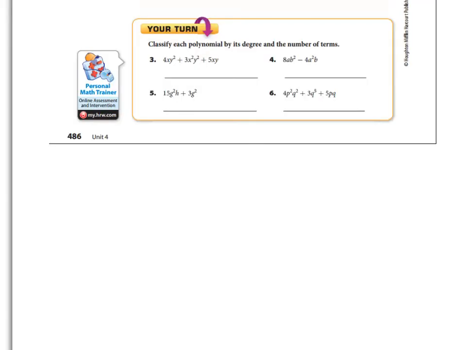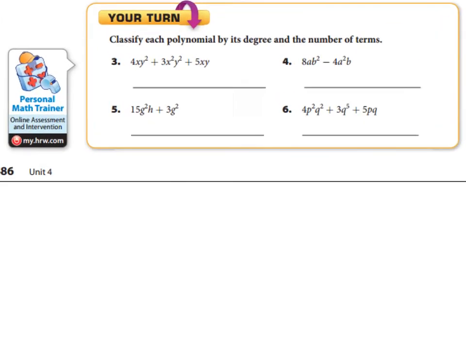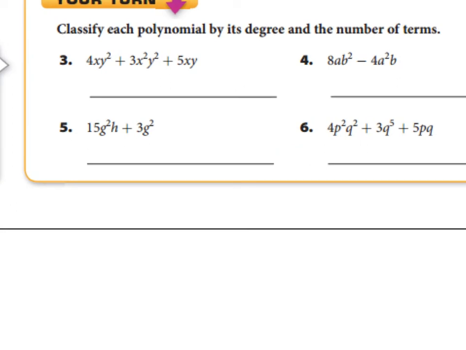So we got 4 here that we're going to work on. Let's do the first one together, and then you can do 4, 5, and 6 on your own and see how you do. So first of all, we're going to classify by the number of terms. So I've got plus or minus signs, which means it can't be a monomial. So I've got 1, 2, 3. So 3 terms means we have a trinomial.